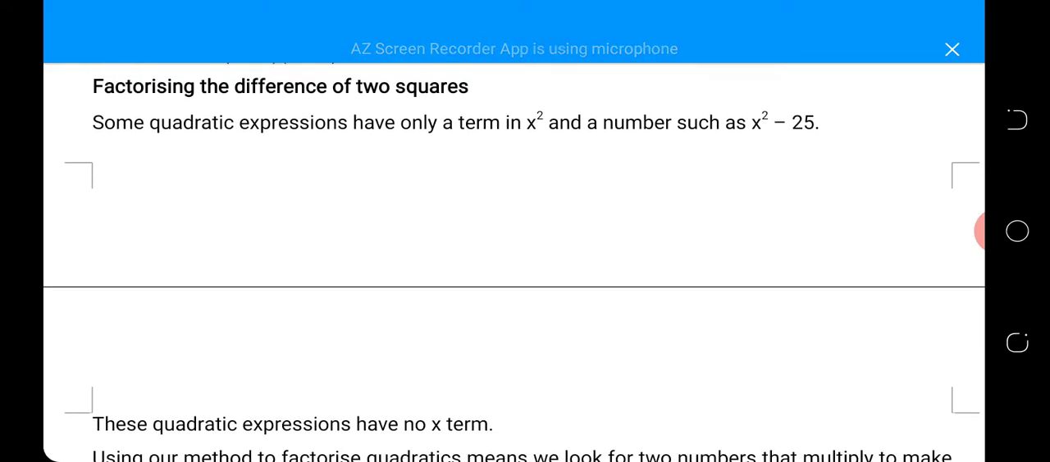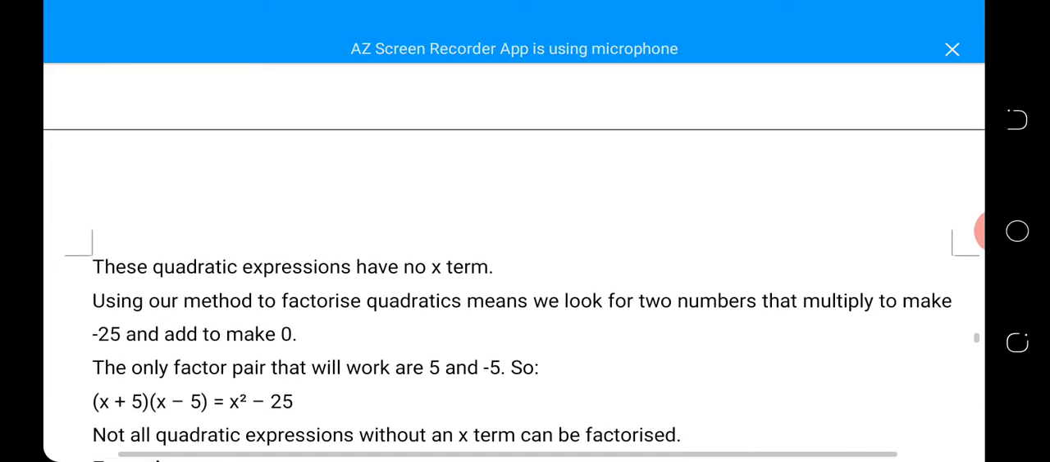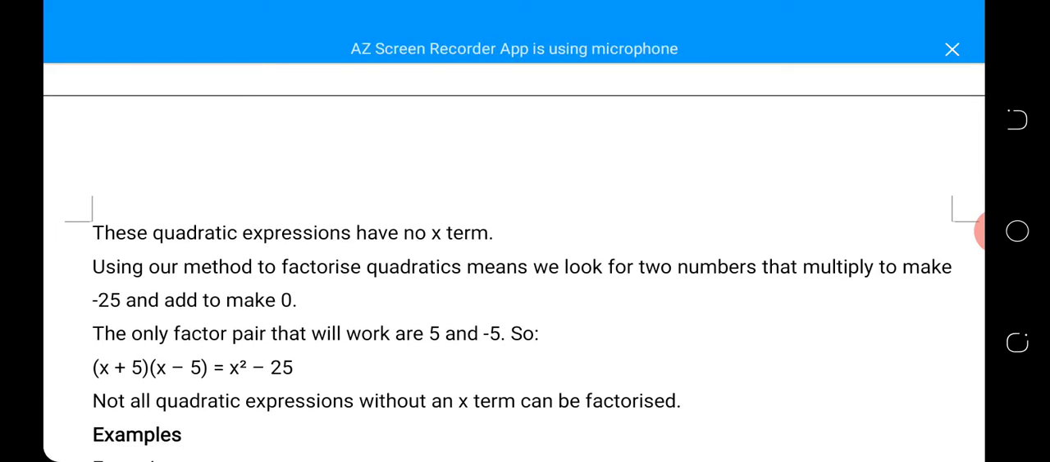Let's move to another important aspect of factorizing quadratic expressions, and that is factorizing the difference of two squares. Some quadratic expressions have only a term in x squared and a number such as x squared minus 25. These quadratic expressions have no x term.